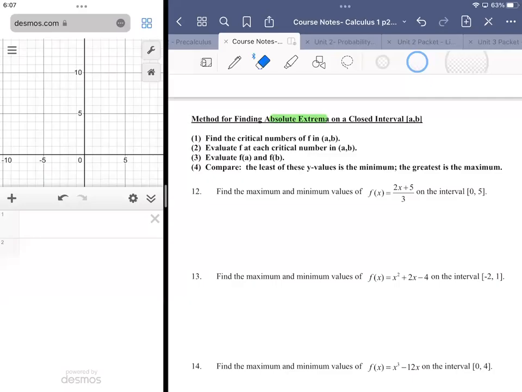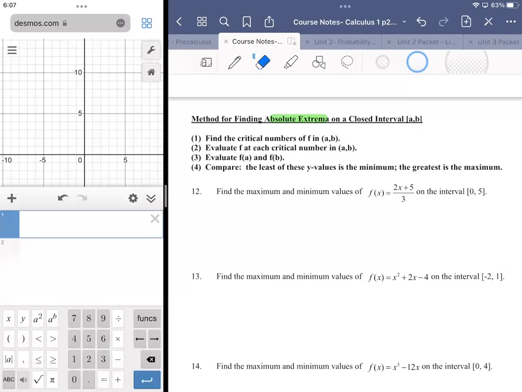to the cloud. So we're going to find the maximum and minimum values of this function on the interval of 0 to 5. Now, a good strategy before you even get started, and this is one of the reasons why we reviewed piecewise functions, is to graph this function over the given interval, right?